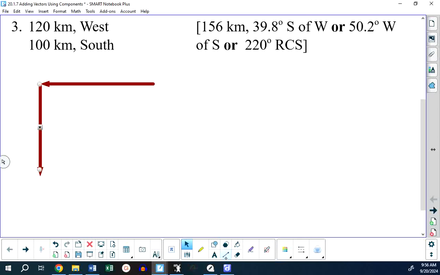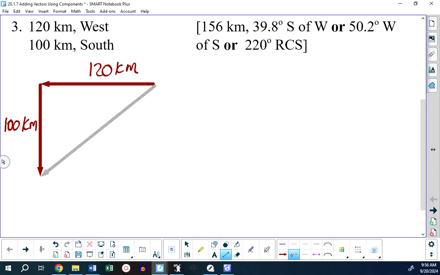As I said yesterday, you don't have to get out a ruler or drafting tools and make it precise. I like to draw it reasonably to scale, so I know that the south is only 100, the west is 120, so I made the south a little bit shorter. We really ought to label this as 120 kilometers and 100 kilometers. The tip-to-tail rule says that this is the total of the vectors, which makes sense because if this is displacement, that arrow is going to tell you where you end up relative to where you begin.